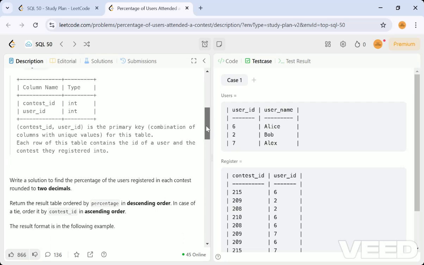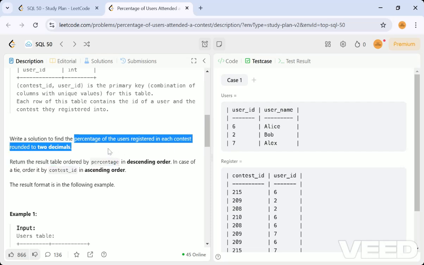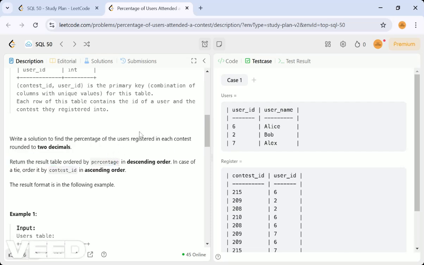Now what they are asking is to find the percentage of users registered in each contest, rounded to two decimals. In each contest, how many users registered, they want that percentage rounded to two decimals. They are also asking us to order by percentage in descending order, and in case of a tie, order by contest ID in ascending order.